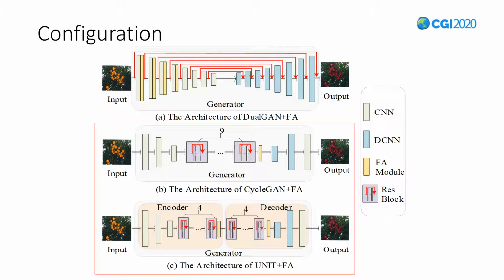As B and C show, in the ResNet-like networks, the feature maps of deep layers contain both abstract and fine-grained feature information of the input image by the residual connection. Therefore, the FA modules are added to the last res block in the generator of CycleGAN, and similarly to the last res blocks in the encoder and the decoder of UNIT.